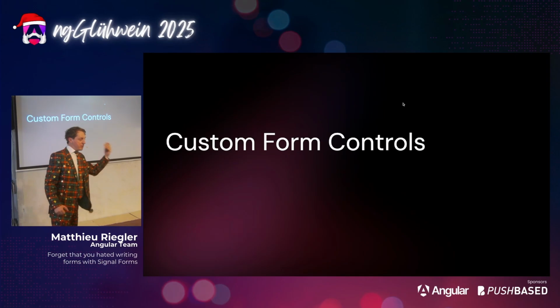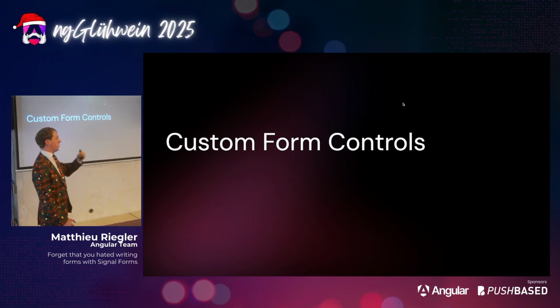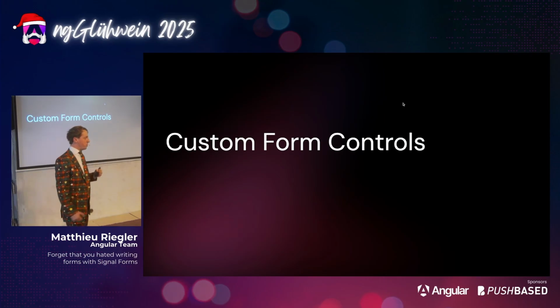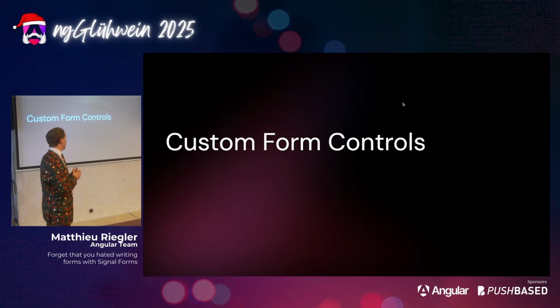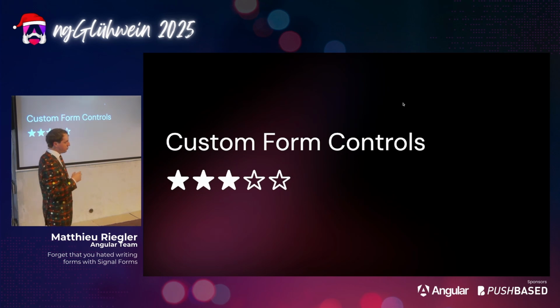Now that we've seen that we can do some composition in terms of rules, schema, and in the templates, you might want to write custom components that will show you some advanced behavior for your data. So imagine you want to write a component that just displays the stars for a rating, for example for a movie.